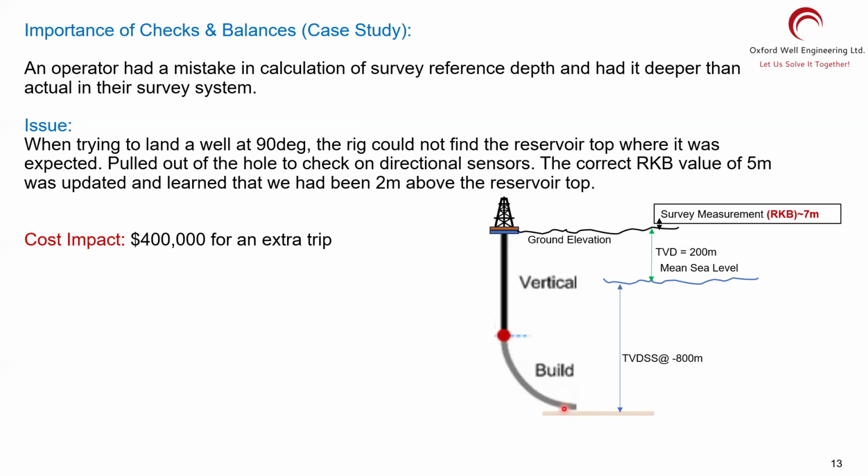They tried, they checked this and that. They had to pull out of the hole. When they checked it, it was a simple fix. They had to say RKB was 5 meters. They were thinking they were 2 meters deeper, but they were actually 2 meters shallower. When they fixed that, they knew they were shallow. All they had to do was drop it into the reservoir bed.